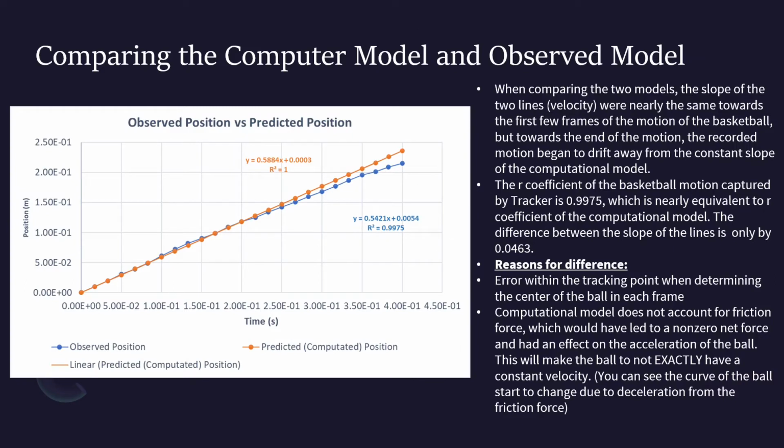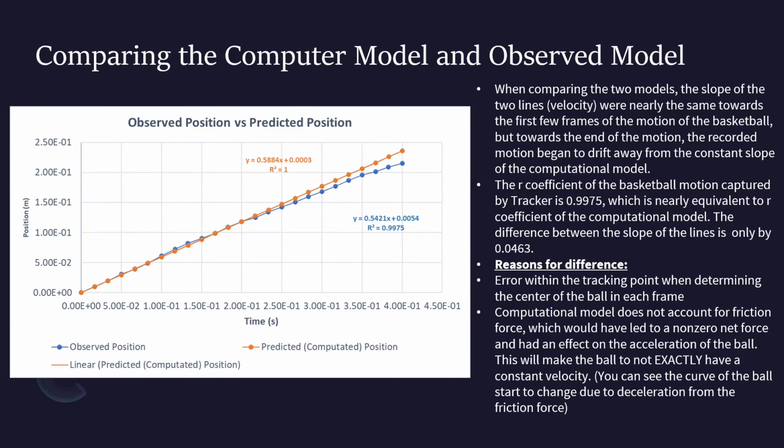The graph containing the observed data points and the computational predicted data points is shown on the left side of the screen. When comparing the two models, the slope of the two lines were nearly identical towards the beginning of the motion, but towards the end of the motion, the observed motion from the tracker began to drift away from the computational model data plot.